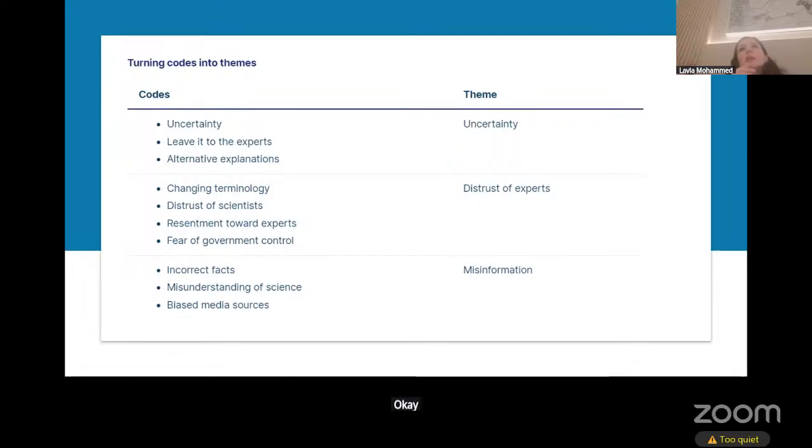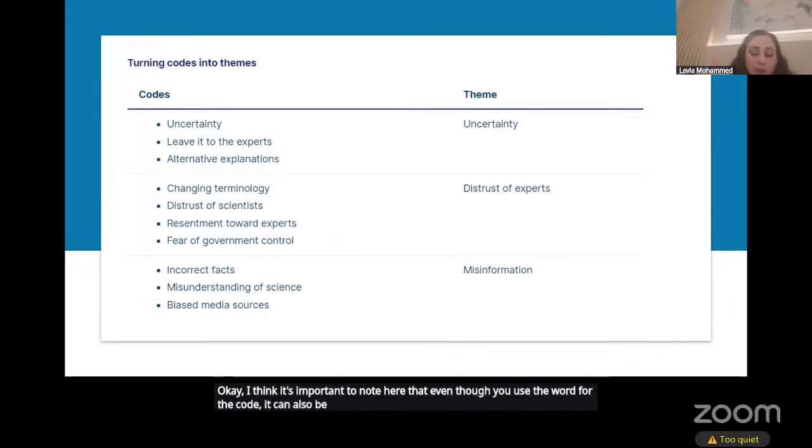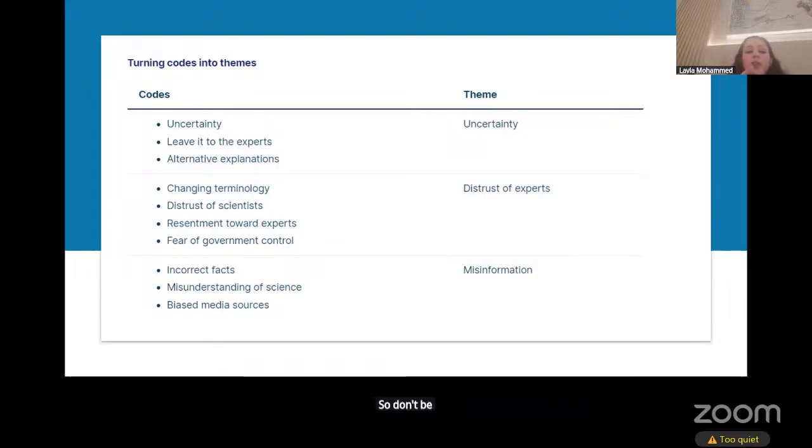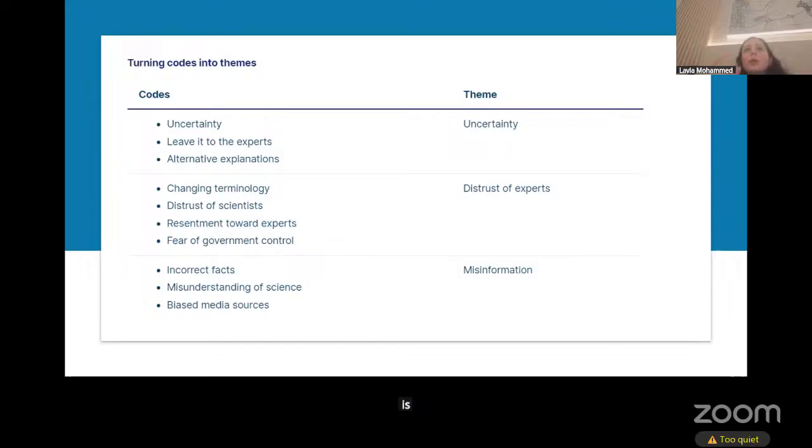Okay, I think it's important to note here that even though you use the word for the code, it can also be used as the theme, okay? So don't be afraid that you've got repetition. It's fine. If you feel the word uncertainty is the most appropriate to sum up all of these codes, then so be it. We will use uncertainty, okay?